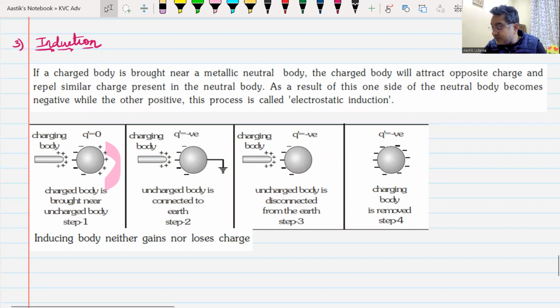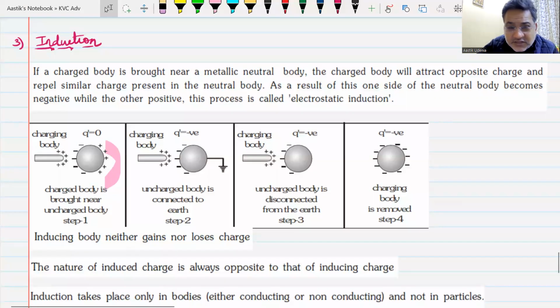This type of induction can only happen in bodies and not in point masses or charges. With very small point particles, this type of charging will not work. Do we understand this? Yes, sir. I'll give you 2 minutes to note this down. Okay, then we move ahead.